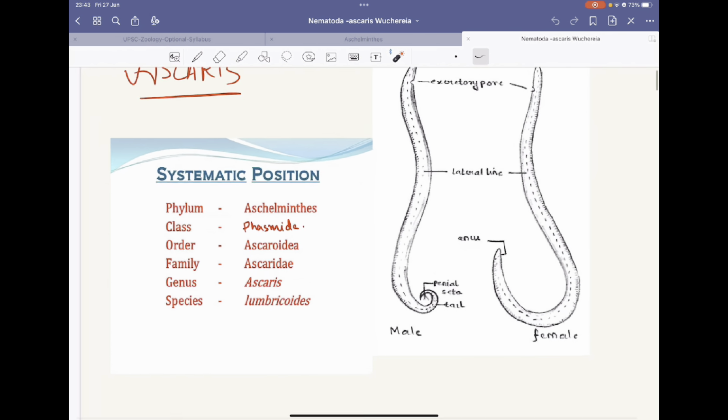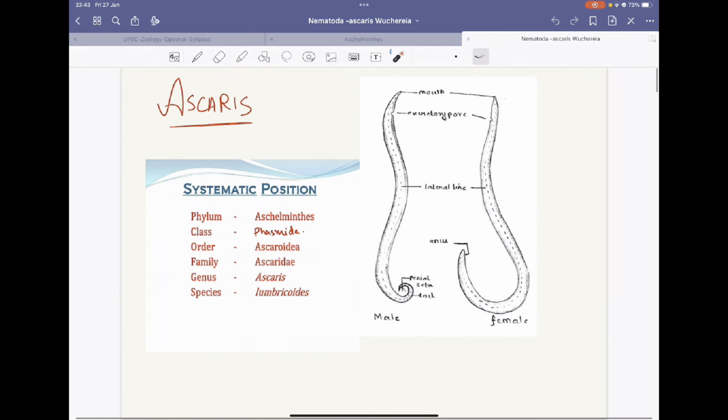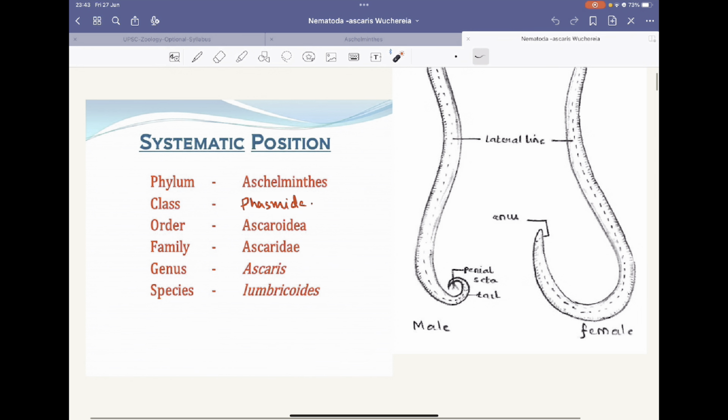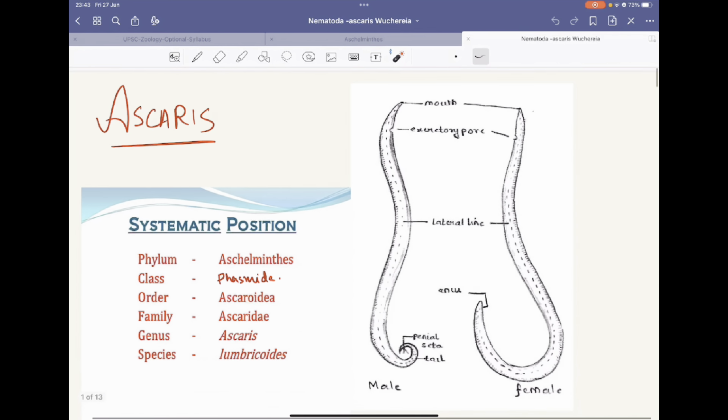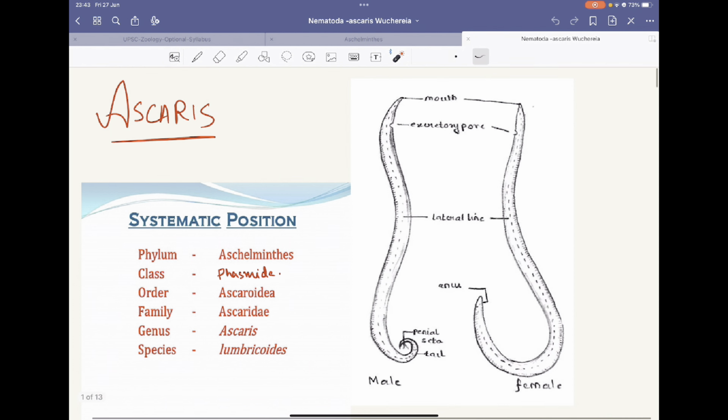Now let us go through Ascaris, the organisms mentioned in this portion. First one is Ascaris lumbricoides. It belongs to the phylum Aschelminthes. The class is Phasmida. Then the order is Ascaroidea. The family is Ascarididae and genus is Ascaris. Species is lumbricoides.